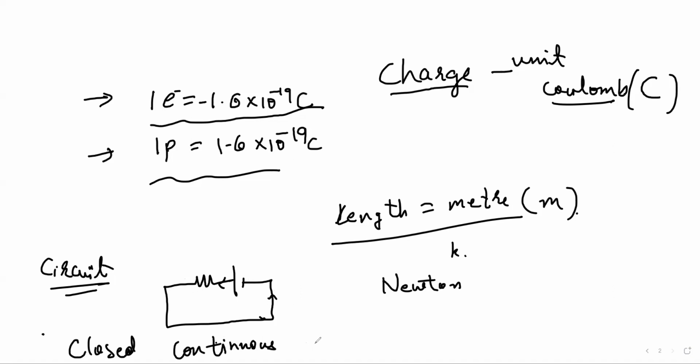Closed continuous path. That is electric circuit. Now, one more question arises. Then how can we say it is open circuit or it is closed circuit? Sir, if the source of current is cut off, then the bulb won't glow, sir.